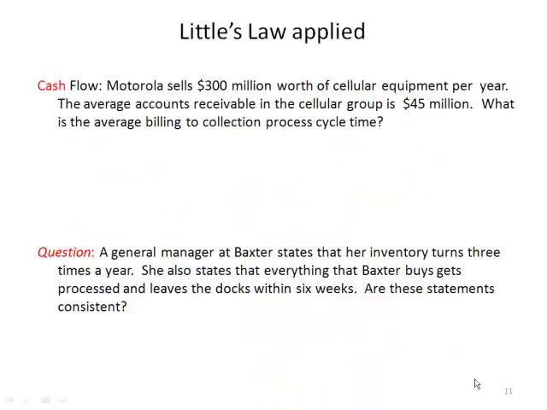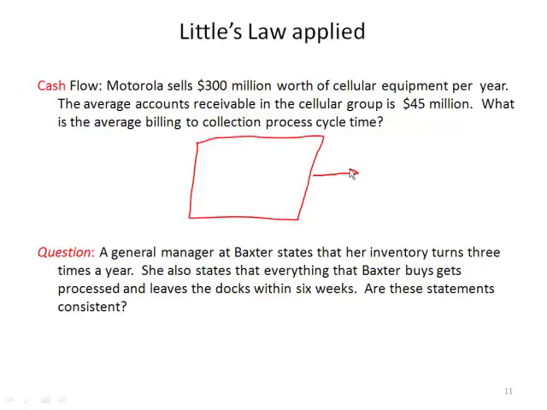Let's look at a couple other examples. For instance, cash flow. Let's assume Motorola sells $300 million worth of cellular equipment per year out of a particular division. The average accounts receivable for this cellular group is $45 million, and that represents money due to them from customers. Question is then, what is the average billing to collection process cycle time? Now, average billing to collection process cycle time is a fancy way of saying how long does a dollar stay in accounts receivable. So again, we draw our box here like this.